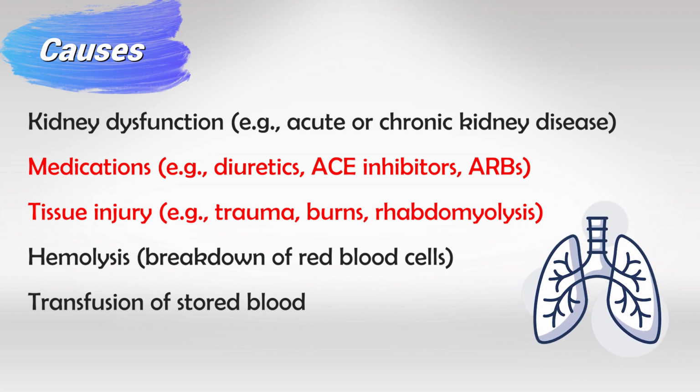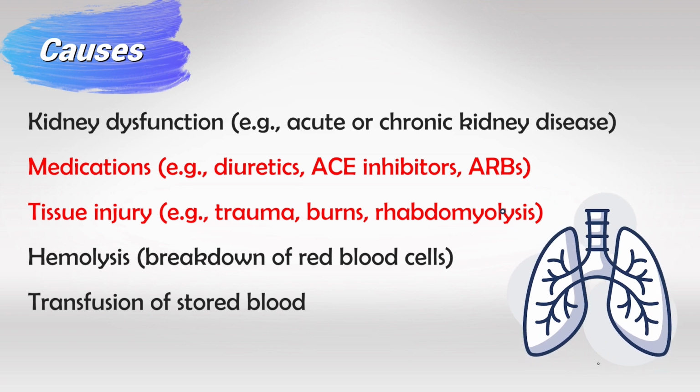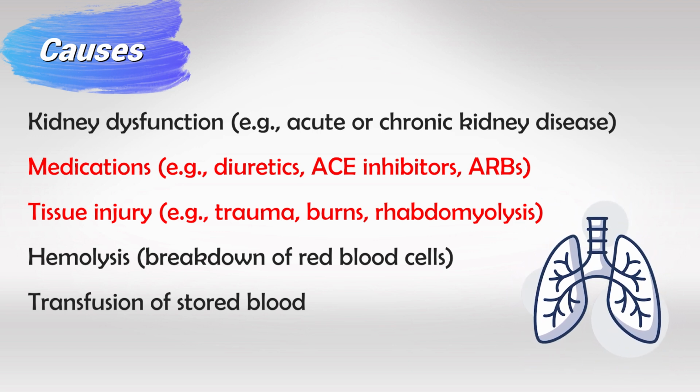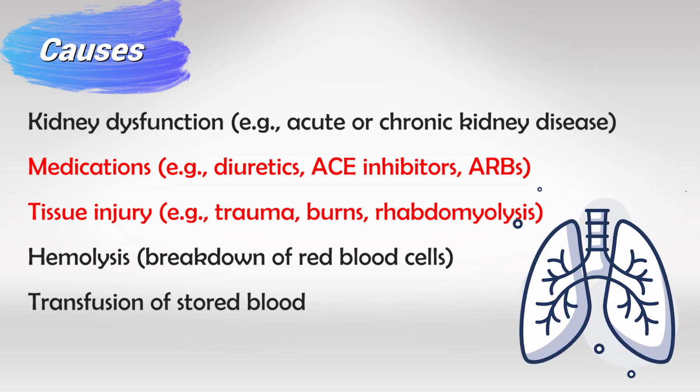Again, hemolysis or anything that causes widespread breakage of the red blood cells can also cause the leak of all of this potassium, and this can increase the potassium levels. And transfusion of stored blood. If the blood was stored for a long period of time, all of the blood cells can break, and this can cause the release of the potassium within the blood cells into the surrounding environment.